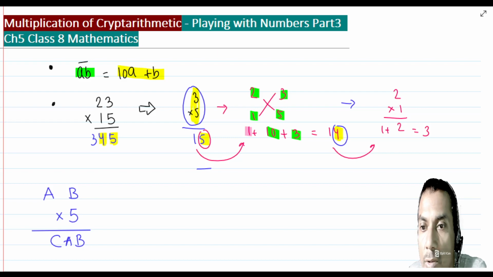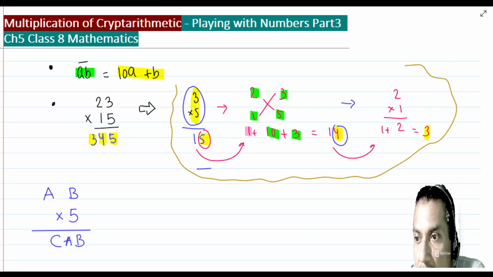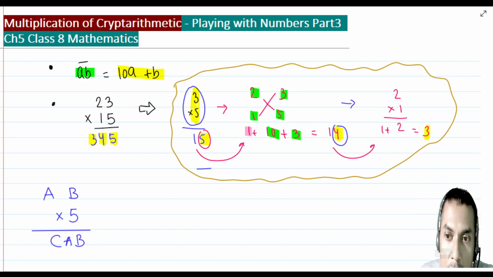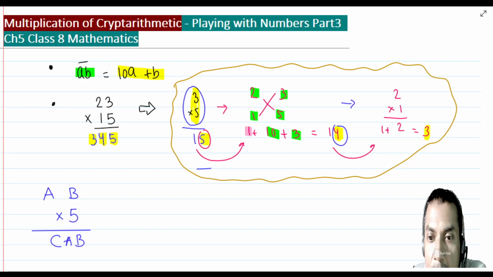That is the last step. Here we multiply the leftmost column, 2 and 1, and we get 2. We add the carry forward, that is 1, and we get 3. We transfer this 3 here. So we get 345. Why is it so important? Because this is the shortcut method of multiplication. This same concept we can apply to solve some cryptarithm problems also. Okay, let's start with the first question.